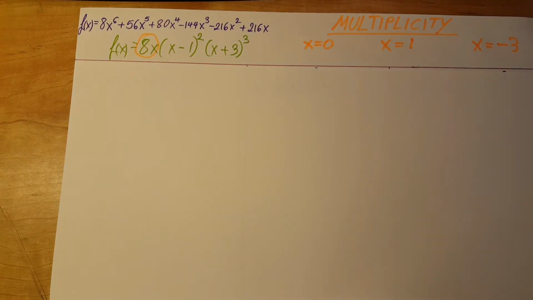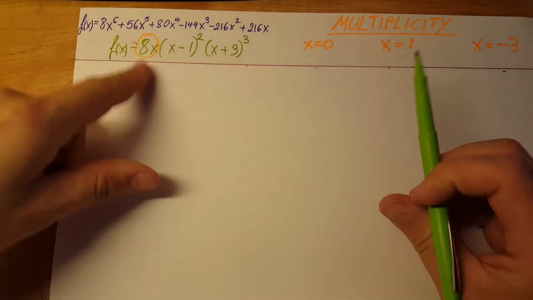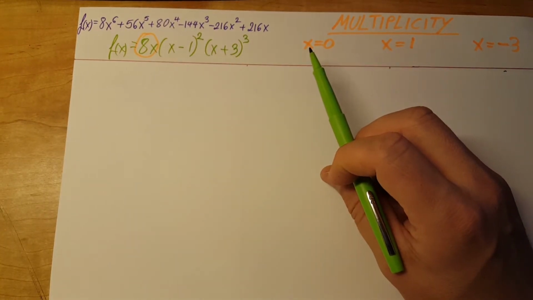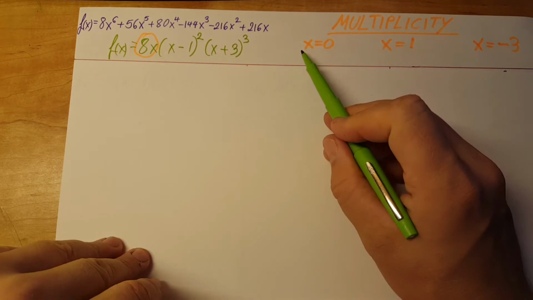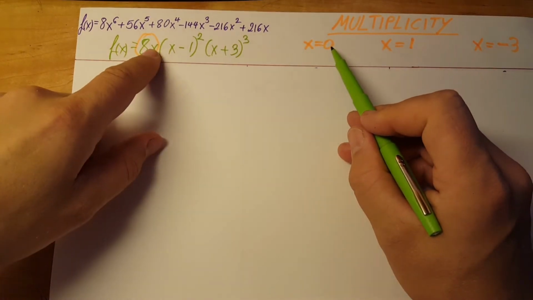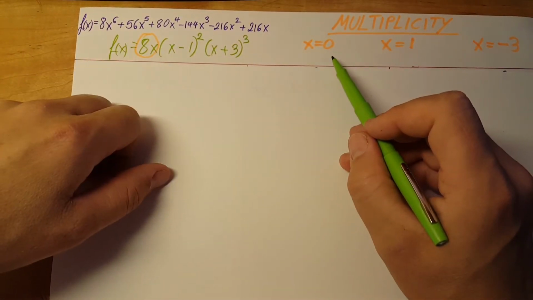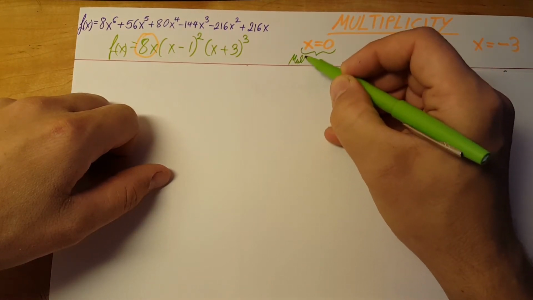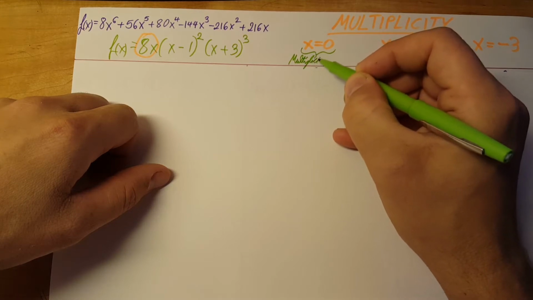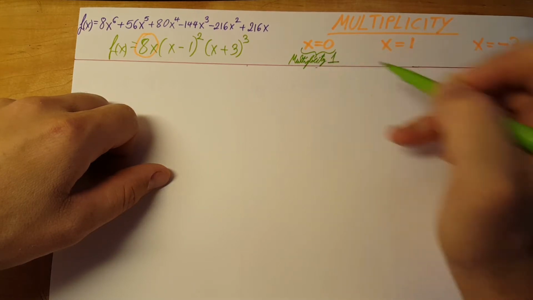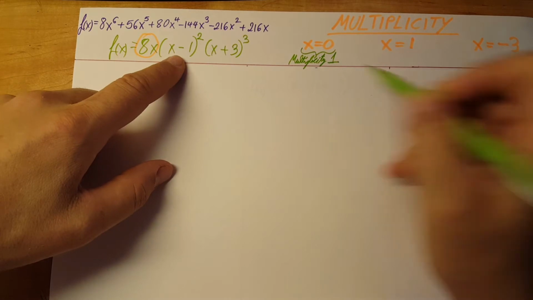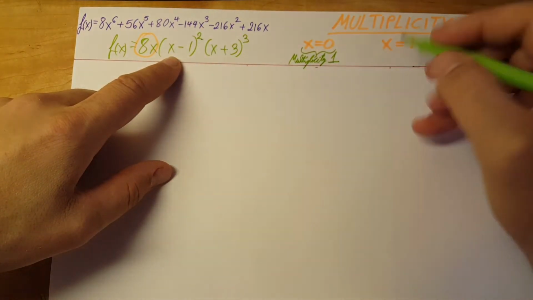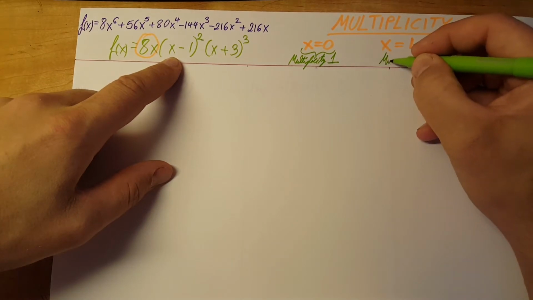Now, let's take a look at which one has how many multiplicities. So, x = 0 is on the first degree. So this has a multiplicity of 1. Now this, x - 1, is on the second power. Therefore, we will have a multiplicity of 2.